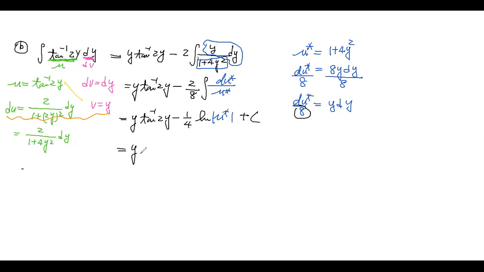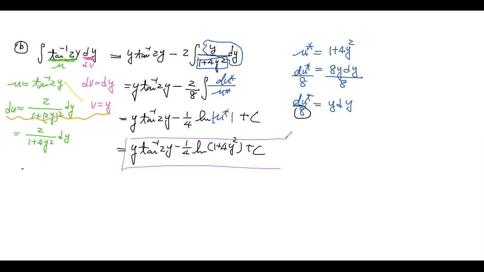So that's why you have y arctangent 2y, minus 1/4. What is here? Natural log of what? 1 plus 4y squared, right? Plus C. Hey, it's pretty cool, right? So it's pretty easy to do here, right? Okay, so this is how we do the arc, like the sine, cosine, tangent, the inverse trig functions here.